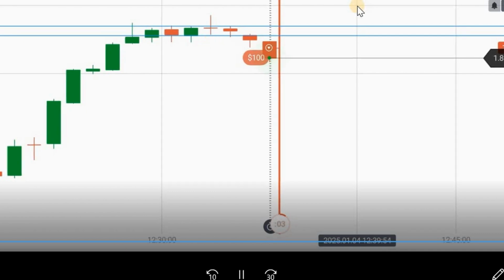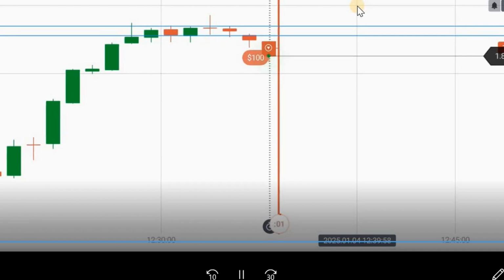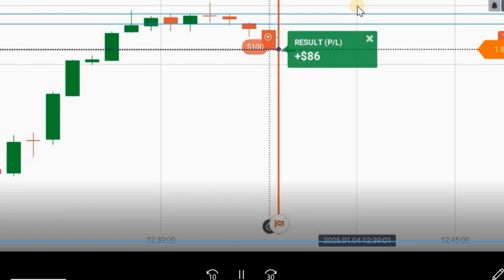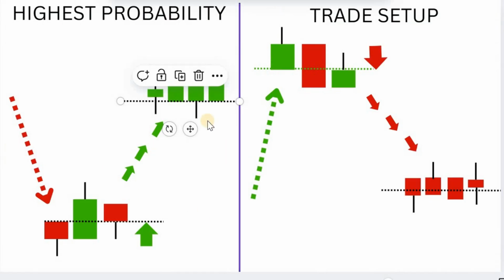So this is it. Okay guys, I'm sure you've gotten what I have been trying to explain. We are not talking about this setup. This setup is very good, yes, but we're talking about this next setup that comes after this setup. So I hope you've gotten something from this video.